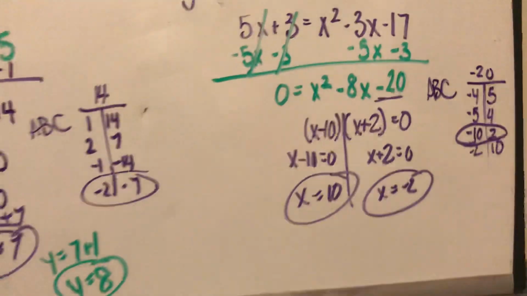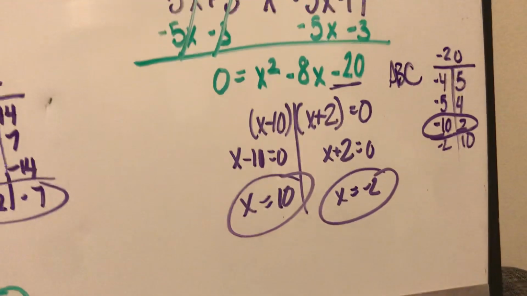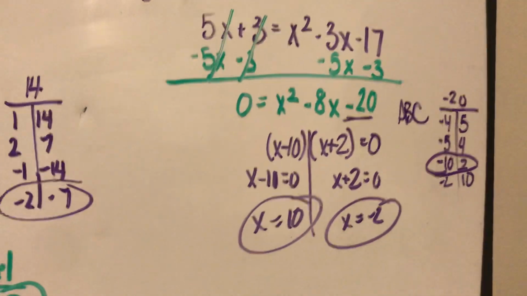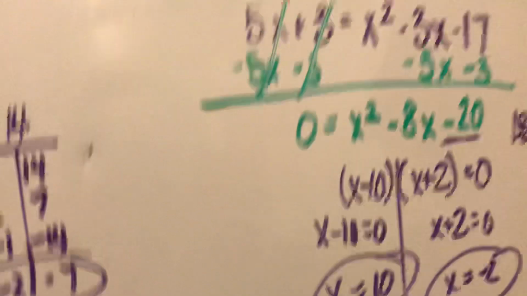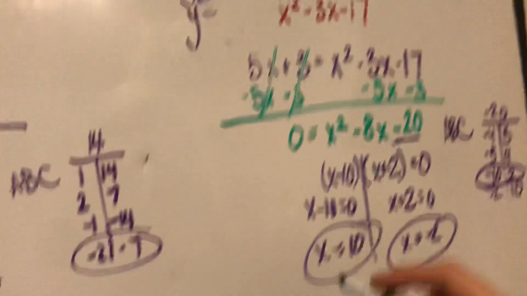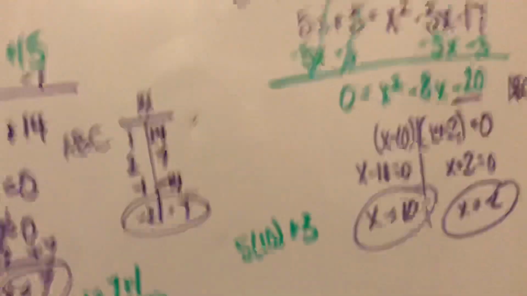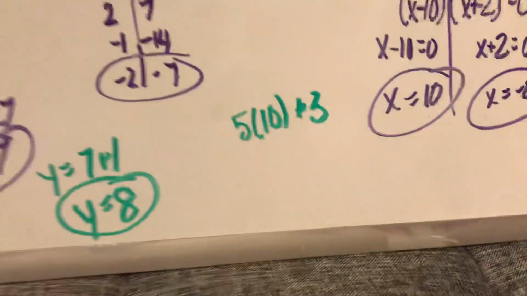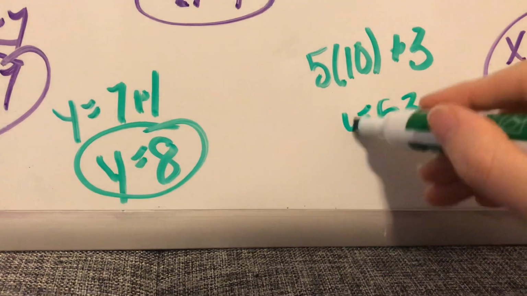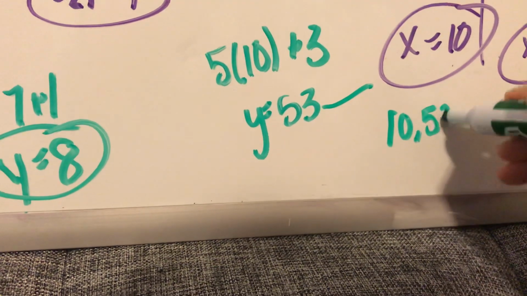But remember, we're not done because we're talking about solving a system here, which means that these are forming ordered pairs. So I need to figure out like, okay, what is my y value here going to be? So I'm going to take each of my solutions and just substitute it into one of my equations above. So I'm going to have 5 times 10 plus 3. I'm using the linear equation because I think that's easier. And holy cow, that's going to give me a y value of 53. So I know that this ordered pair here is really 10, 53.